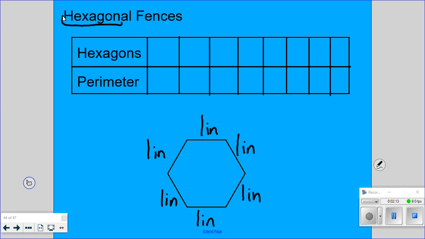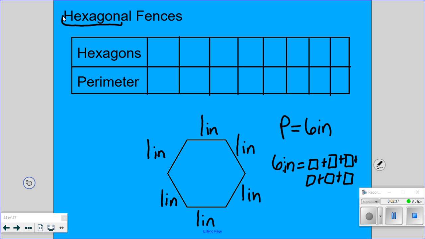I figured it out because I knew that my perimeter was equal to 6 inches. And I thought of the equation 6 inches is equal to box plus box plus box plus box plus box plus box. All of those boxes are my sides. I knew that my sides all together had to equal my perimeter. I just had to figure it out. Yes? Something about the hexagons.